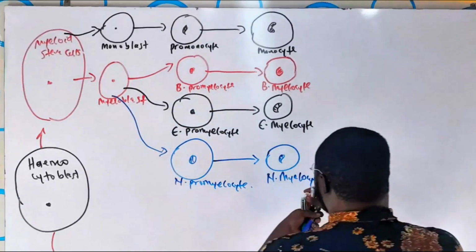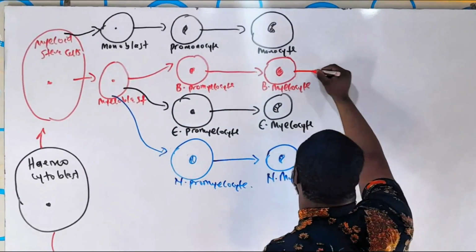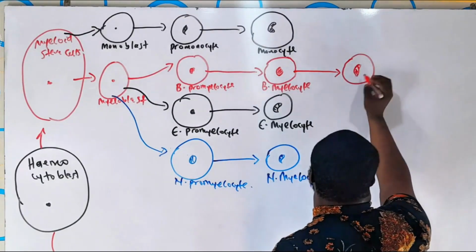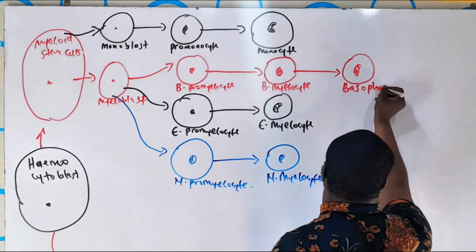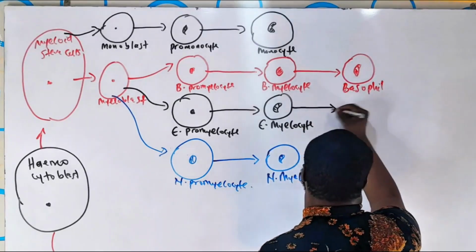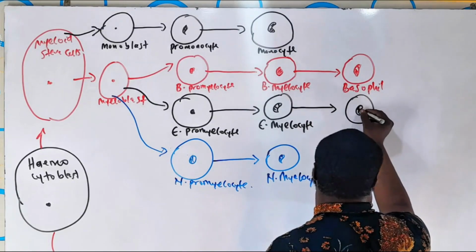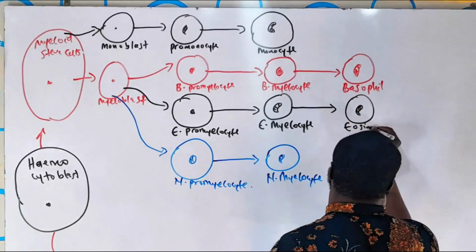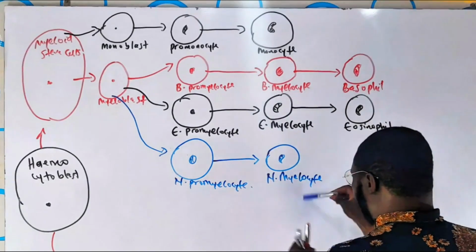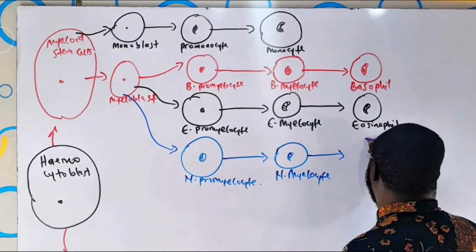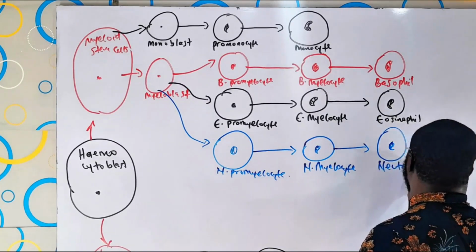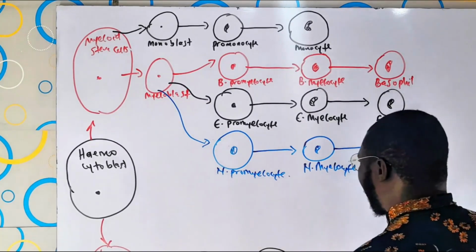So after that, the basophilic myelocyte will become the normal cell which it is meant to be, and that is the basophil itself. This guy now will become what? Eosinophil. And the neutrophilic myelocyte will become the neutrophil itself. Now, that is it.